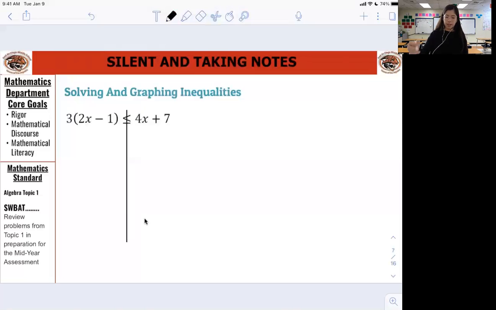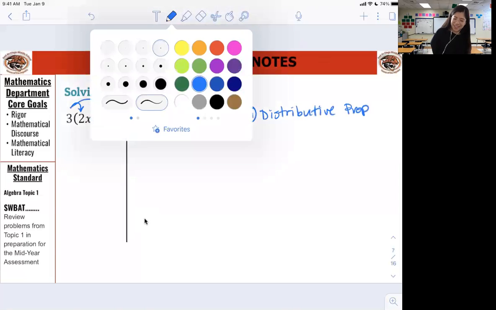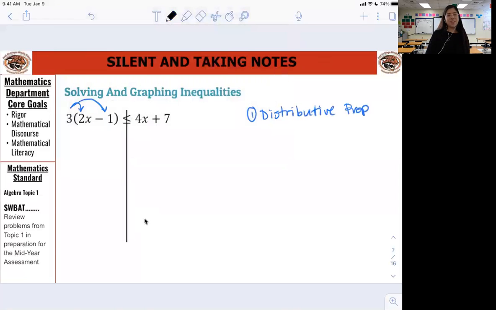Alrighty. So step 1, I have some parentheses. What should I do with them? Distribution. Ijara, you're like the distribution queen. You always answer that question. All right, multiplying. 3 times 2 is 6, so I got 6x. 3 times -1 is -3. So 6x minus 3 less than or equal to 4x plus 7.